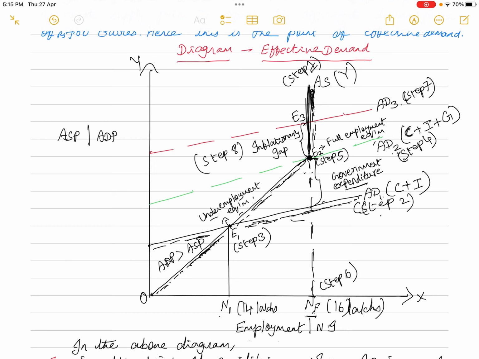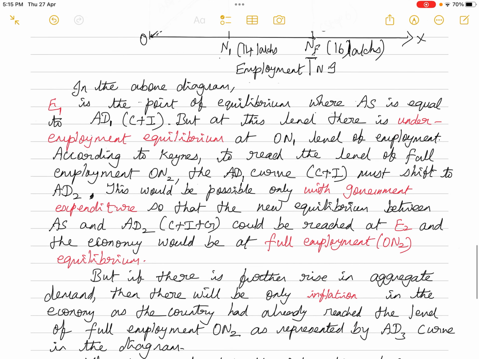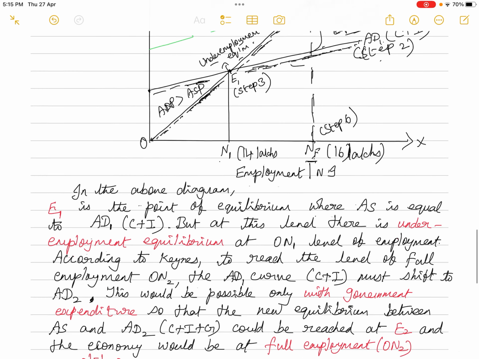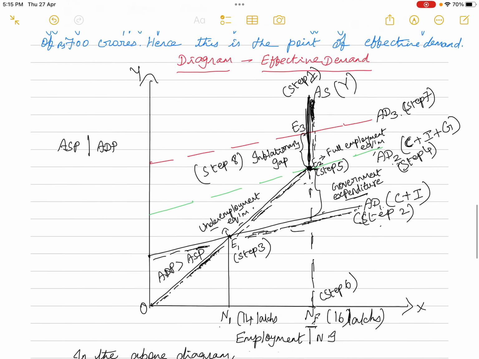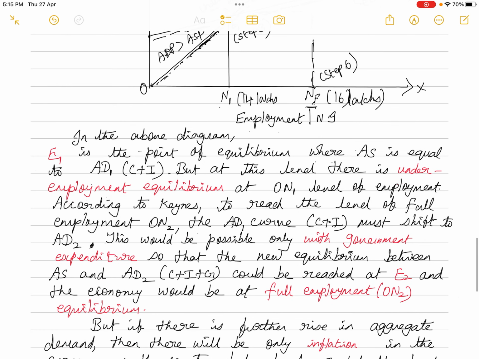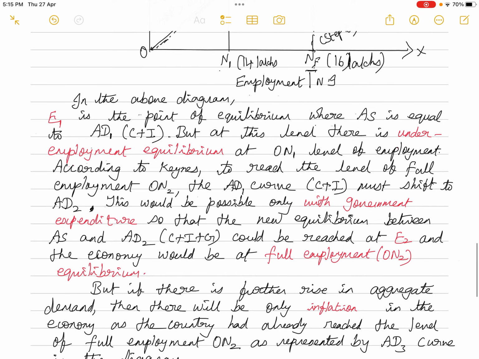Okay, so this is how Keynes explained that the government must interfere in order to reach the level of full employment. So the same thing in words. In the above diagram, E1 is the point of equilibrium where aggregate supply is equal to aggregate demand AD1 at C plus I. So we have already seen, isn't it? E1 where AD is equal to aggregate supply, C plus I. But at this level there is underemployment equilibrium at ON1 level of employment.